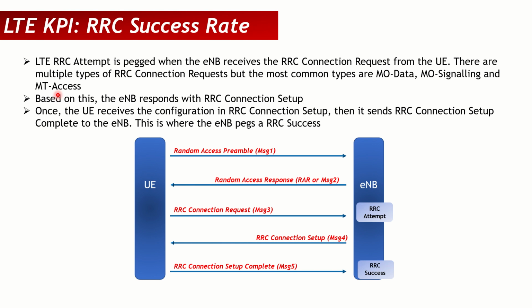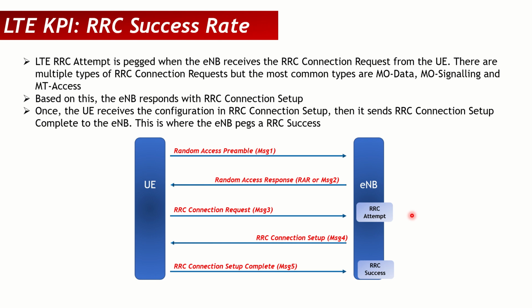Now what happens after that? The eNodeB reads the RRC connection request, and then it responds with RRC connection setup. This carries some of the immediate network configuration which is required by the UE to start the network connection or RRC connection setup completion. So after reading this configuration, the UE applies it and responds with the RRC connection setup complete message, which will be message 5 as well. When the eNodeB gets this message, at this point the eNodeB says okay, the RRC is successful, and our success KPI is pegged. So RRC success over RRC attempt is what we call the RRC success rate KPI.